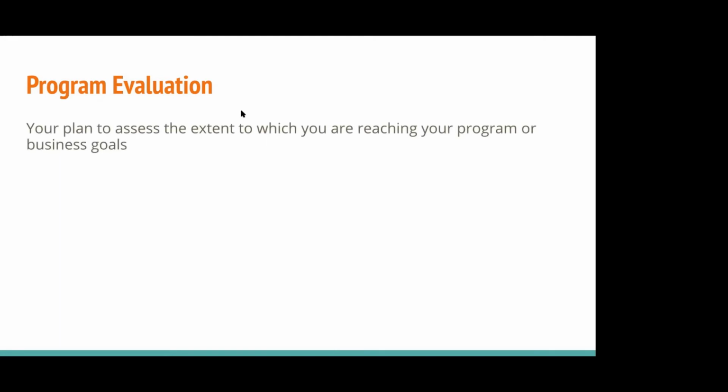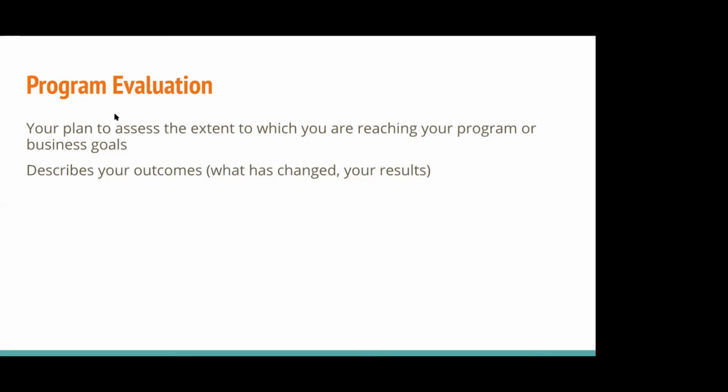So this is your plan to assess the extent to which you're reaching your program or your business goals. It describes your outcomes. So I'm going to throw out a couple of terms here. Understanding what these terms mean is important. Just try to grasp this, because sometimes these terms don't really make a lot of sense the first time you see them. So try not to get too overwhelmed with them. I'm just going to give you a little overview, and then when you start grant writing, that's when you can start really diving in and grasping them a little bit more.